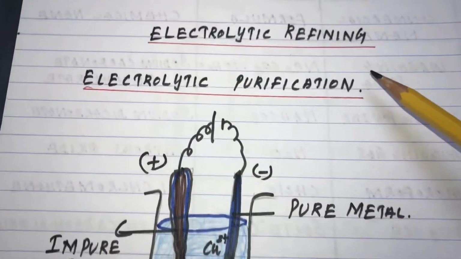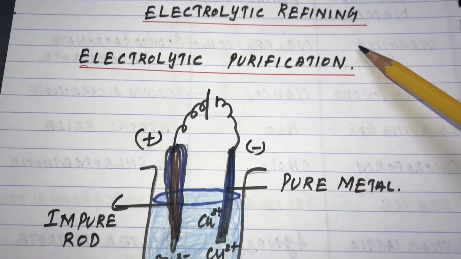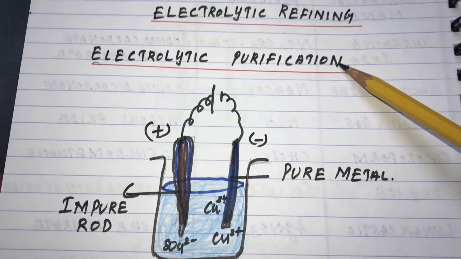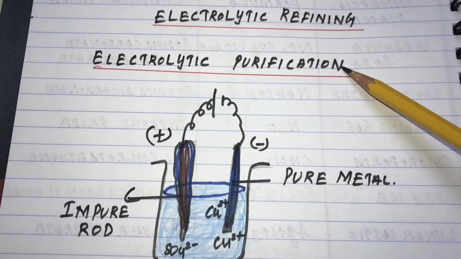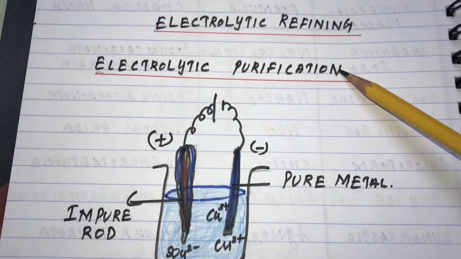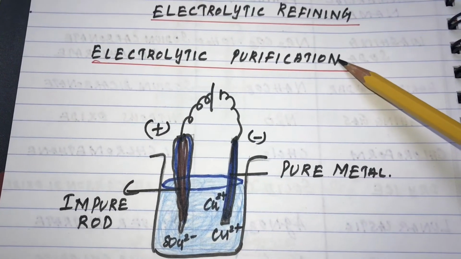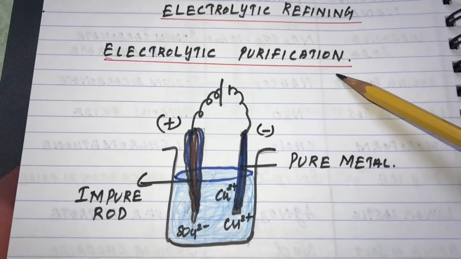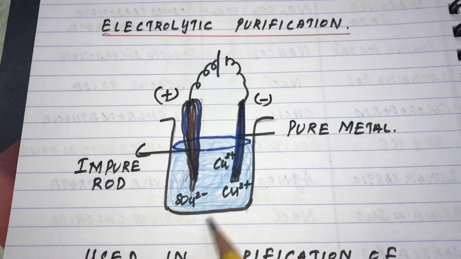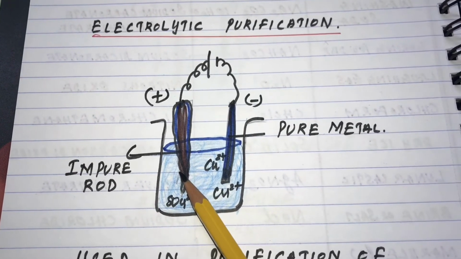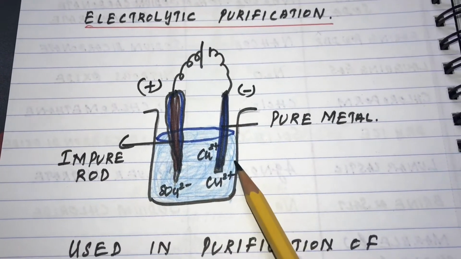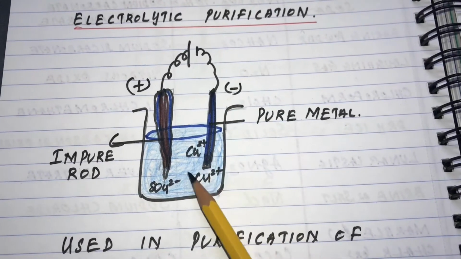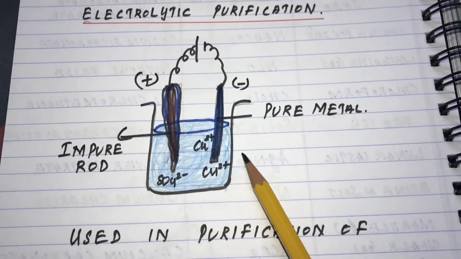Next one is the concept of electrolysis used in electrolytic refining or electrolytic purification, that is, purification of metal from its ore, the separation of metal from other metals. So it is used in the extraction and separation of metals. Here the impure metal is taken as the anode, the positive rod, the pure metal is taken as the cathode, and the corresponding metallic salt solution is taken as the electrolyte.